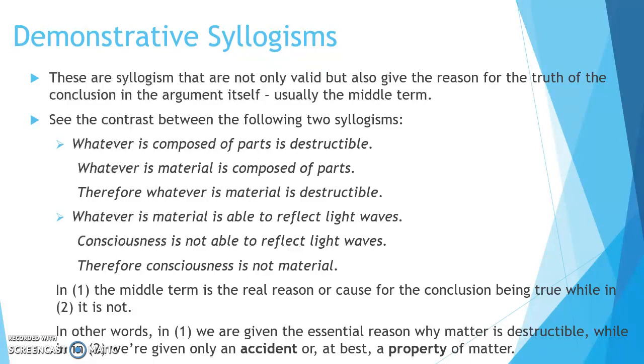Right? Whatever is material, being able to reflect light waves is, of course, a property or attribute, usually of matter, but does not give us the reason why, for example, consciousness is not material. It's an indication that it's not material, but it doesn't give us the reason.